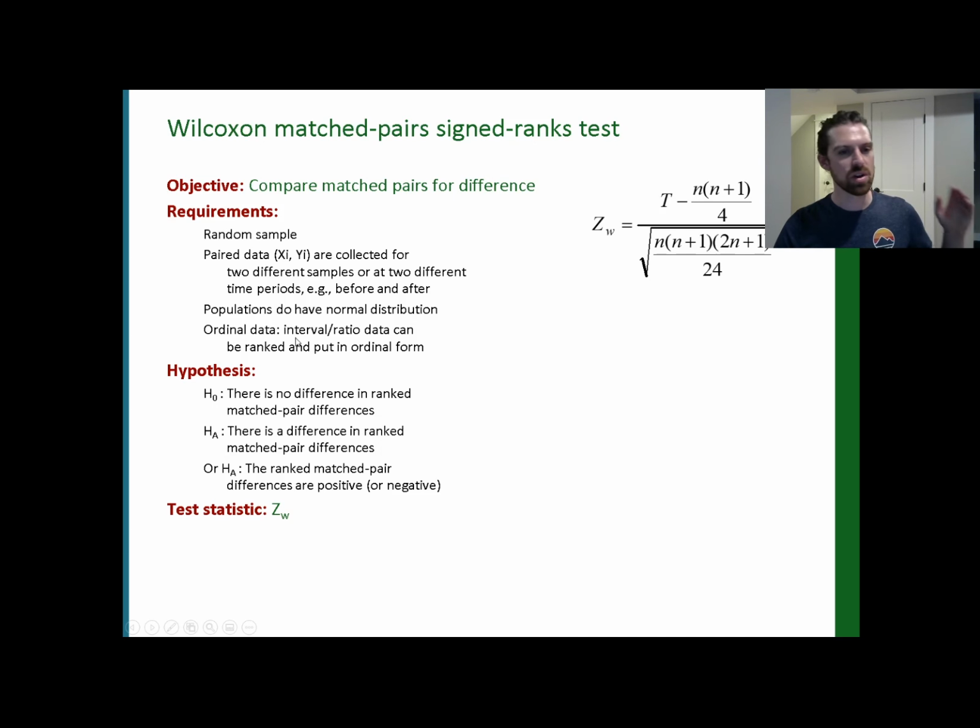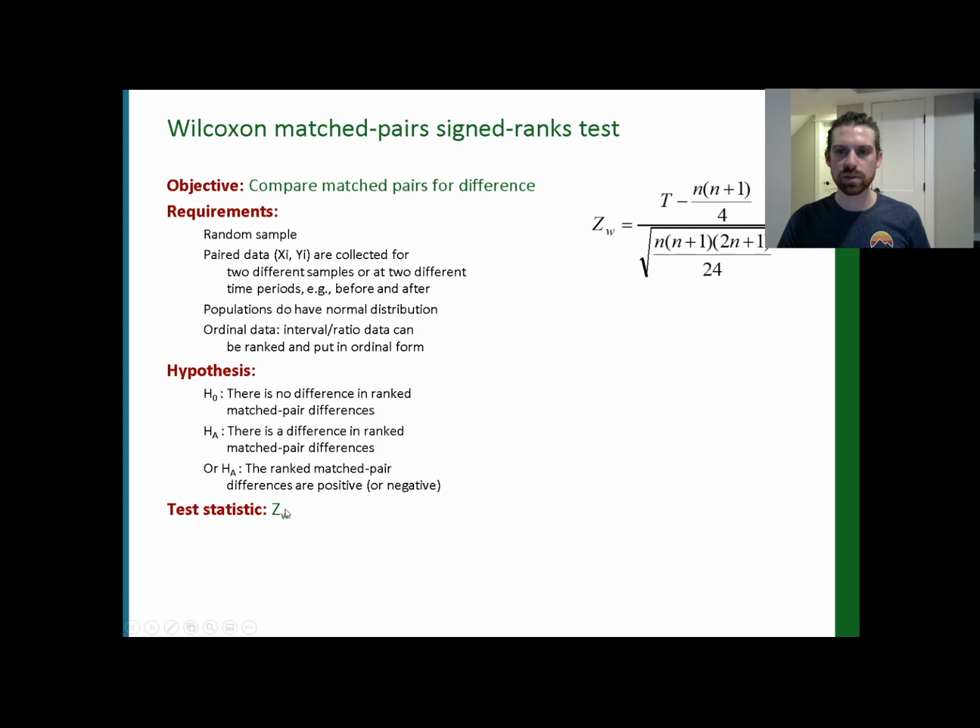Either we've taken our continuous data and we've downgraded it into ordinal ranks. So the hypothesis here would be that there's no difference in the ranked matched pairs compared to the alternative hypothesis, where we would say that there's a significant difference between these two samples that we've obtained.